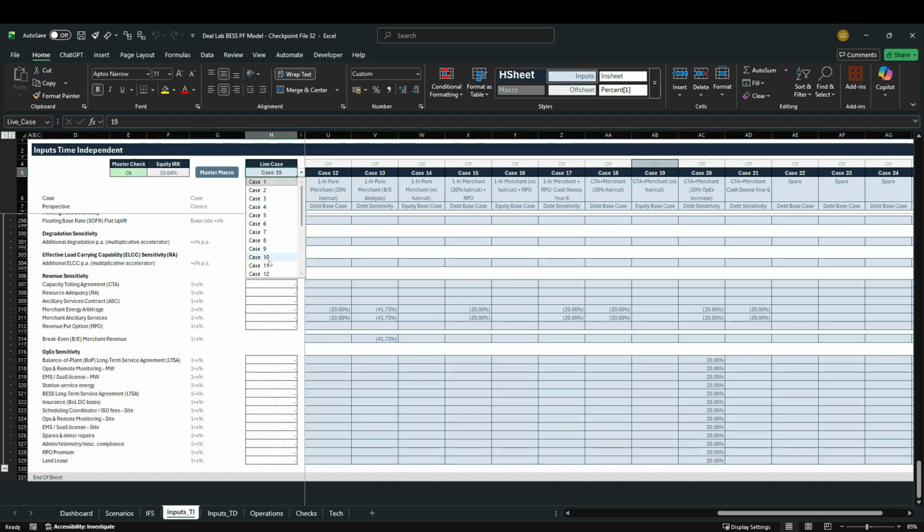So let's flip over to case 20. And we see that now we do apply a 20% uplift right here. Hit the master macro, and let's actually see where this is flowing.